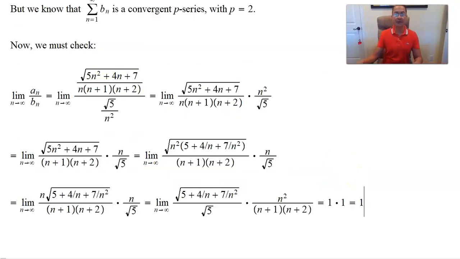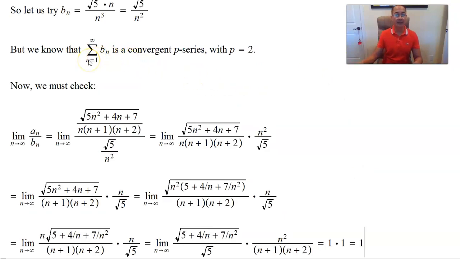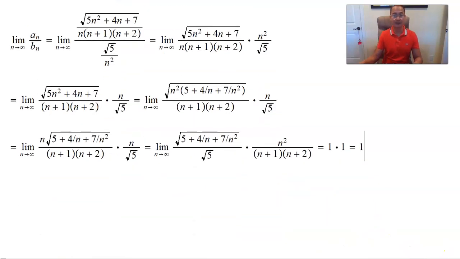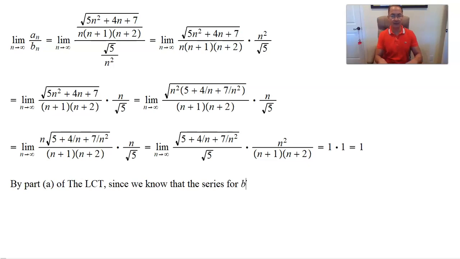All right, so now we have a conclusion. Our b sub n is a convergent p-series, so therefore our summation a sub n must also be convergent. Both series must converge, or both series must diverge. So by part A of the LCT, since we know that the series for b sub n converges, our series must also converge. All right, there you go.